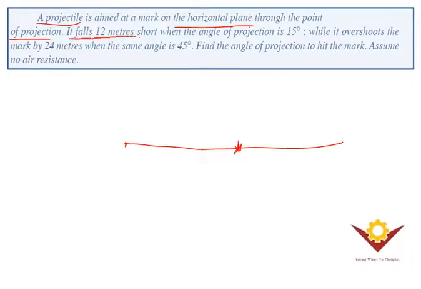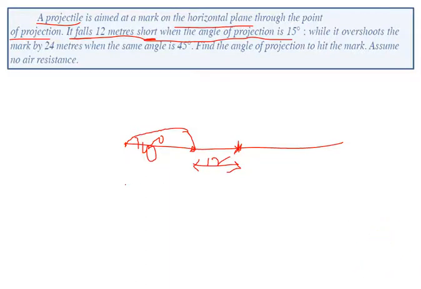It falls 12 meters short when the angle of projection is 15 degrees. See, when the angle of projection is 15 degrees, it reaches 12 meters short. Just think that the total distance of the target is S. Now this distance is S minus 12. Why? Because it falls 12 meters short before your target.